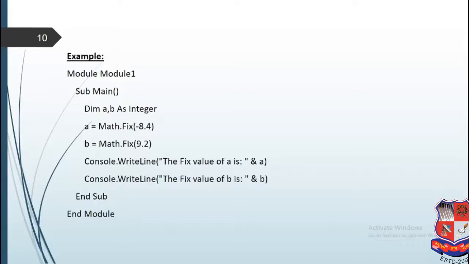In this example, we will calculate the fix value of minus 8.4 and the fix value of 9.2. We all know that if the number is negative, then the smallest value will be the output, and if the number is positive, then the largest number will be the output. So the output will be minus 8 and 9.